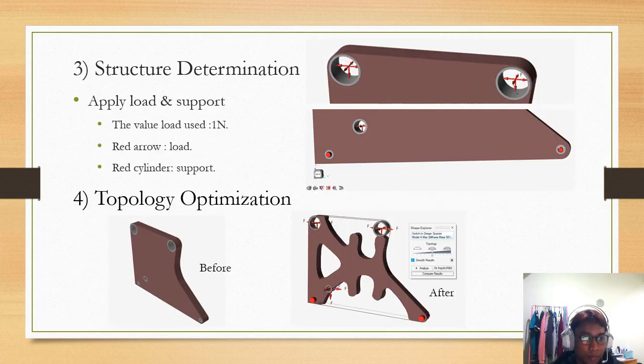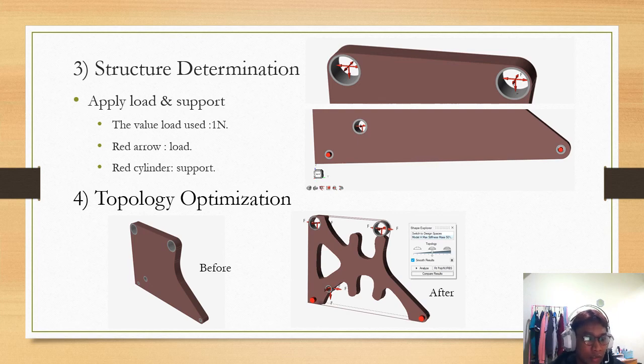Next is structure determination. We will apply the load and support on the model at the non-design part, here at the gray one, the light colored parts. Then we apply the load. The load is the red arrow, 1 Newton in multiple directions. And at the rear part, to mount at the floor, we will apply support, the red cylinder one.